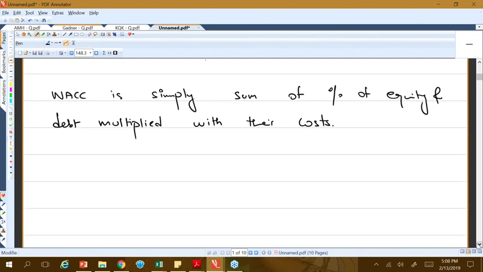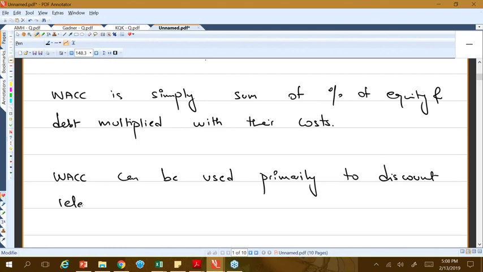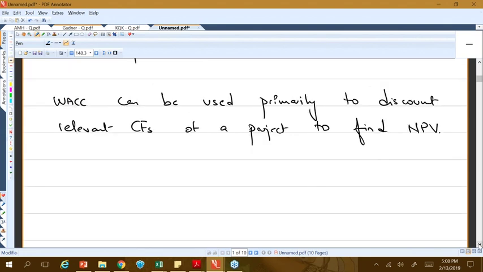Now, the next question is, where do we use the WACC? So the WACC can be used primarily to discount relevant cash flows of a project to find NPV. So it can be used to discount relevant cash flows of a project to find the NPV.